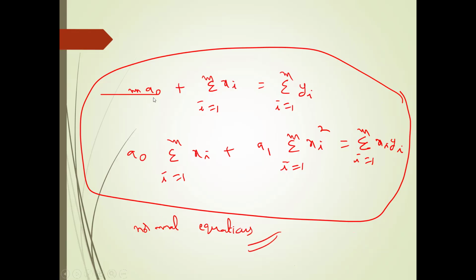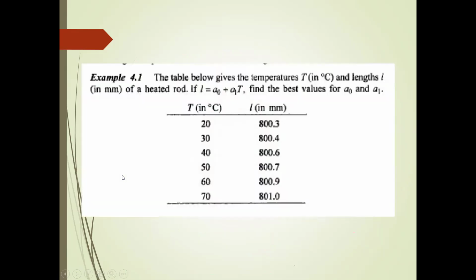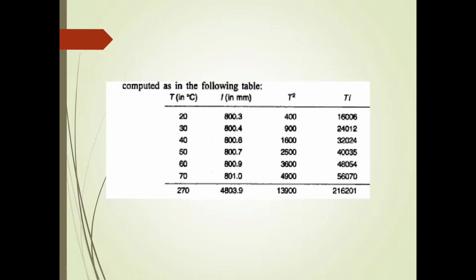So if they ask you to fit a straight line, you have to remember these two formulas. Okay, so we'll do one more problem. Here T is given, L is given. You have to fit a straight line L equals a naught plus a1 T. For that, what do we require? T and L are given; you require T square and TL. So use the calculator: 20 square is 400, 30 square is 900, like that. Calculate T square and TL and write the normal equations. M means how many values are there? 1, 2, 3, 4, 5, 6.